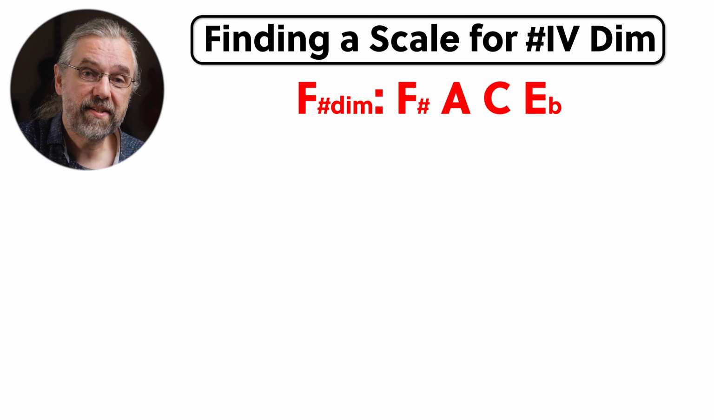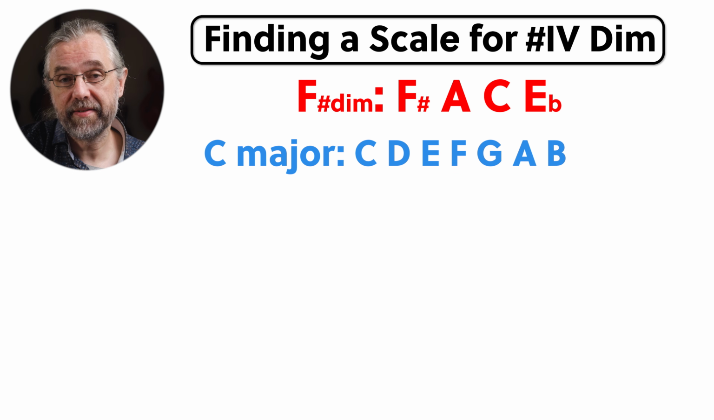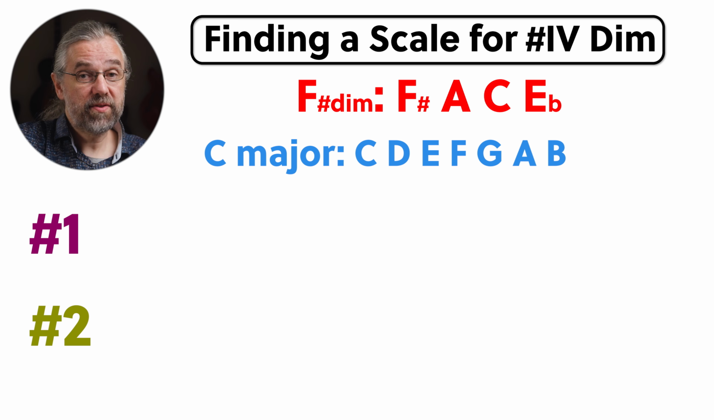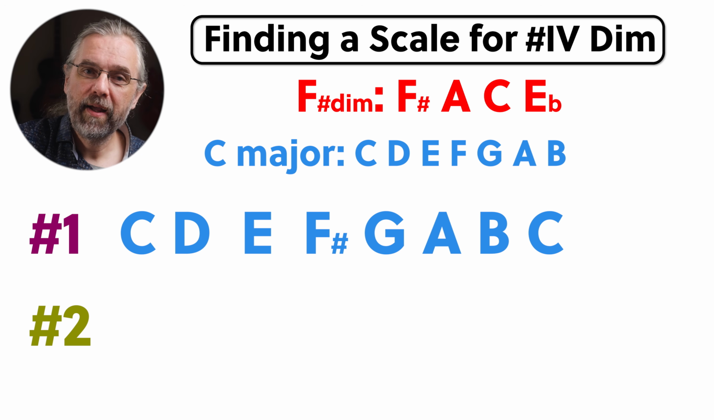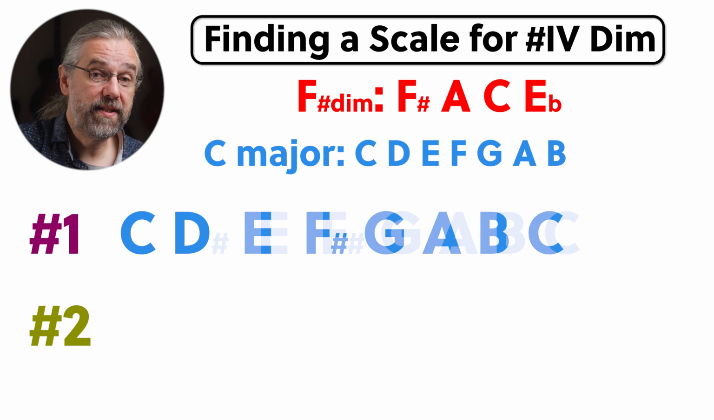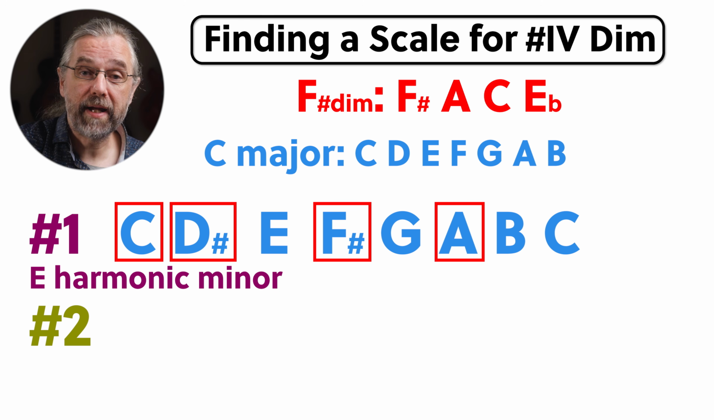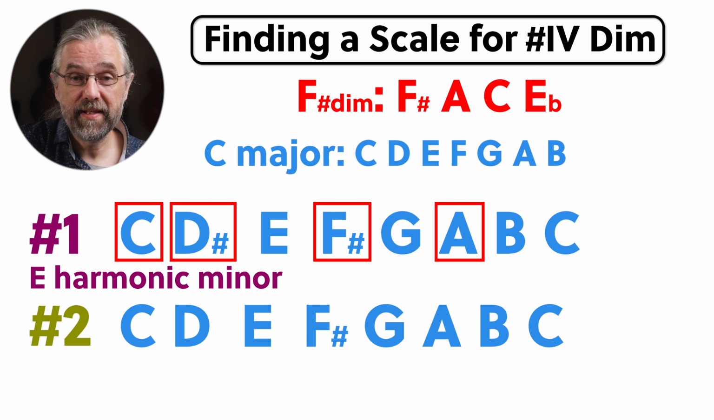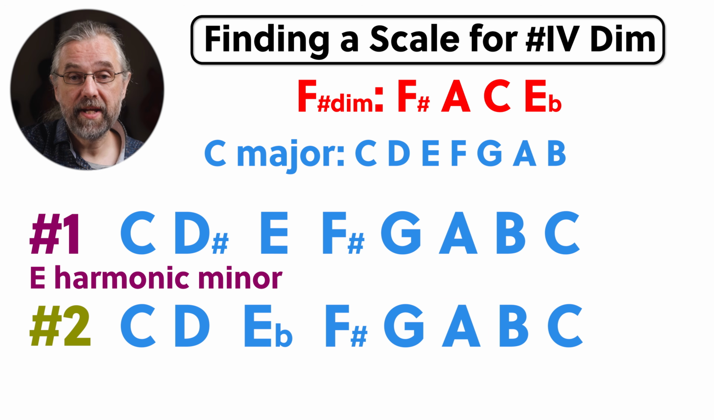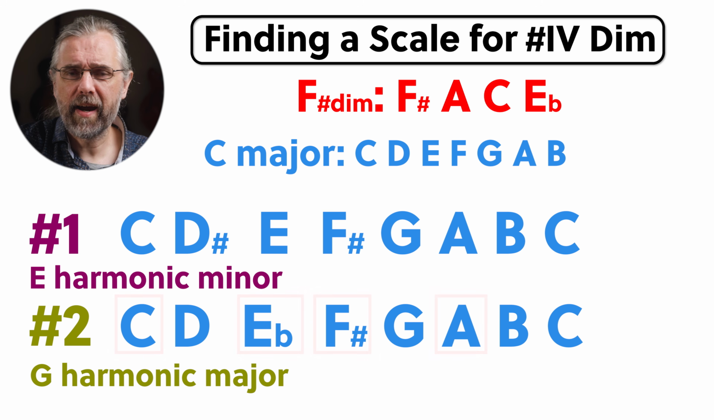If you look at the notes of F sharp diminished and the notes of the C major scale, then there are 2 ways to create a scale that works. You, of course, need to make the F into an F sharp, and then you can choose to make the D a D sharp, and in that way fit the chord in there that gives you E harmonic minor, or you can choose to make the E an E flat, and then you have G harmonic major. They both work and are actually only 1 note different, so it's really up to you.